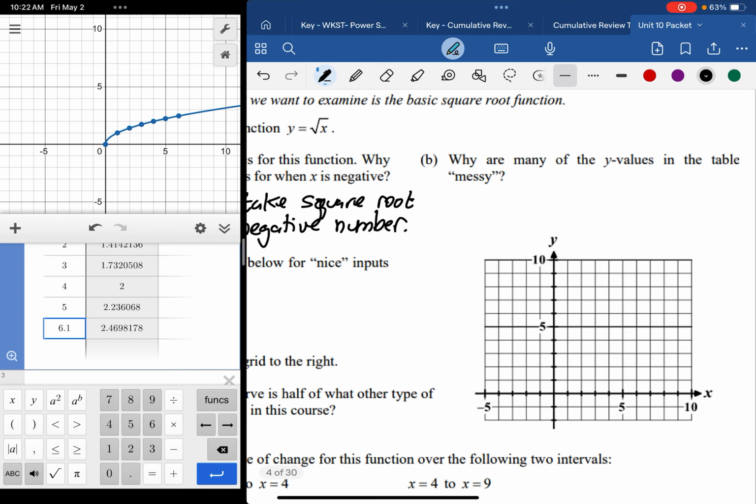Why are many of the y values in the table messy? That's because they're the result of finding the square root of numbers that aren't perfect squares.